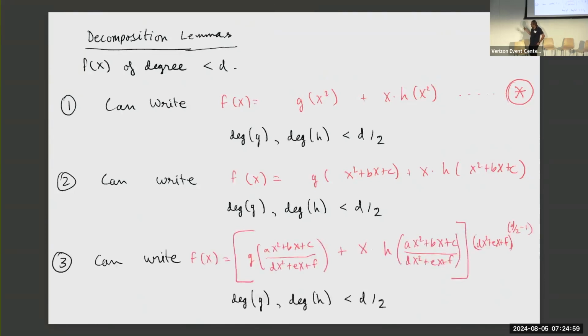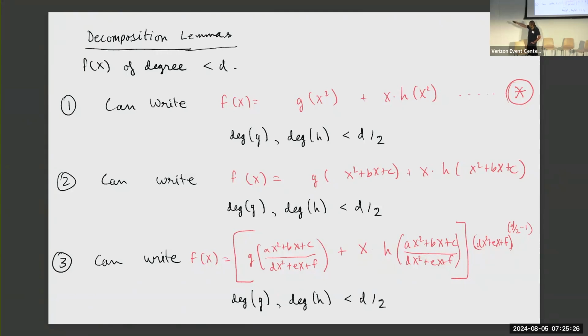But there's another variant that's true that will help us a lot now: you can also do it not just with the 2-to-1 map x squared plus bx plus c, but with a 2-to-1 map which is a rational function, ax squared plus bx plus c over dx squared plus ex plus f. Such a map is 2-to-1, first of all, that's an easy check. And there is also a decomposition of polynomials of degree d into pairs of polynomials of degree at most d over 2 in such a way.